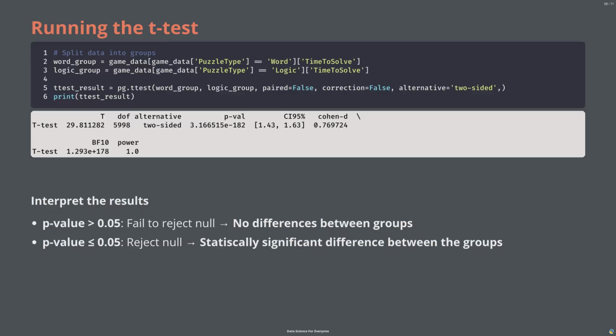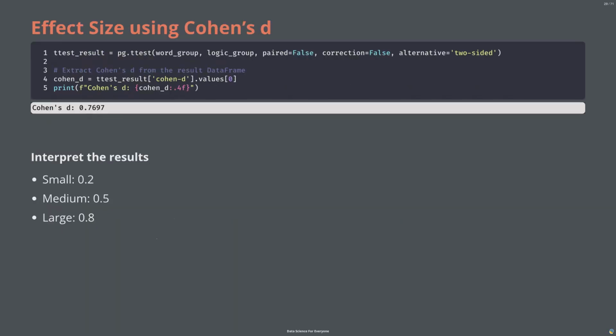We also get a 95% confidence interval for that difference. Cohen's d helps us understand how big that difference is. Here we have extracted the Cohen's d value from the t-test result. A value of 0.2 is small, 0.5 is medium, and 0.8 or higher is considered large. In this case, the effect size is 0.77, which is roughly 0.8, indicating a large effect size.